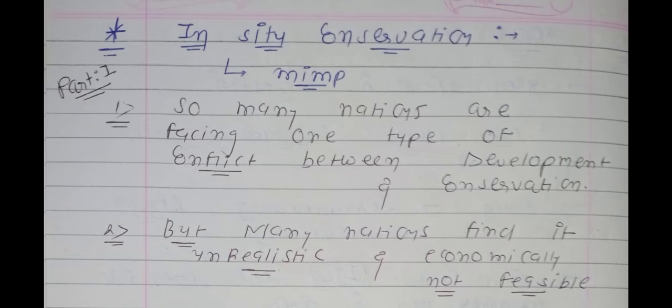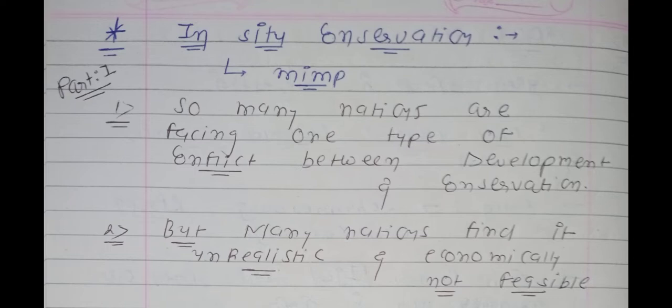If we talk about part 1 of in situ conservation, first point, so many nations and countries are facing one type of conflict, one type of problem, between development and conservation. You know that in this world there are so many different nations and countries, but there is one conflict between development and conservation. See, development is also important.